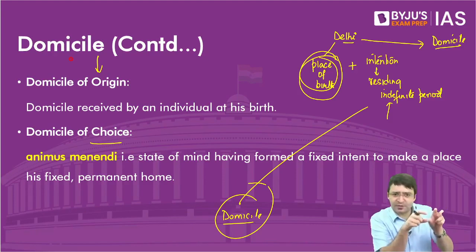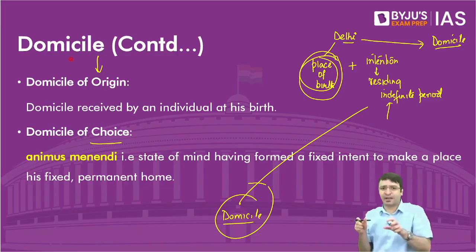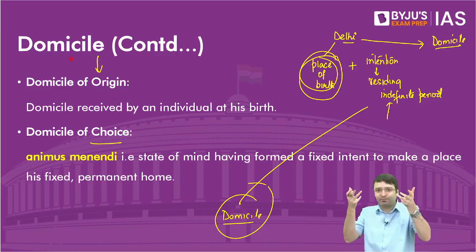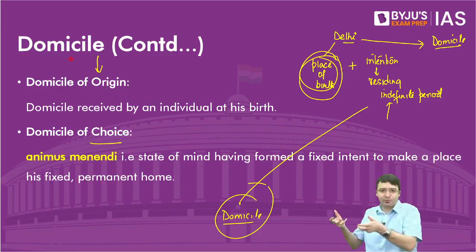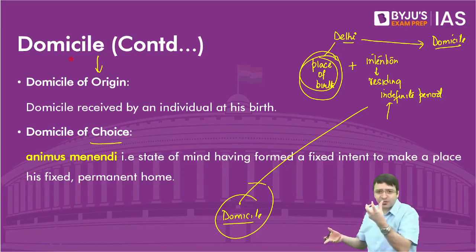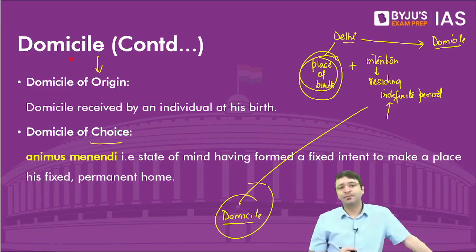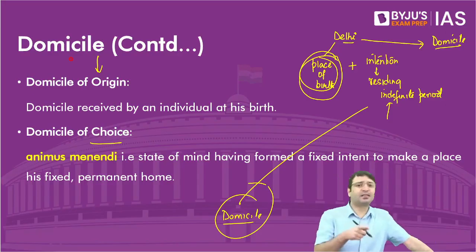But if you start migrating to Maharashtra, for example, this is what we call animus manendi, change of mind, change of thought, where your state of mind changes. And now you come to Maharashtra. You reside in Maharashtra for an indefinite period, which may be 15 years. And ultimately, you become the domicile of Maharashtra. And in Maharashtra, seats can be reserved for you. In Maharashtra, seats can be reserved in educational institutions, in government jobs. That is what we call domicile. Clear?